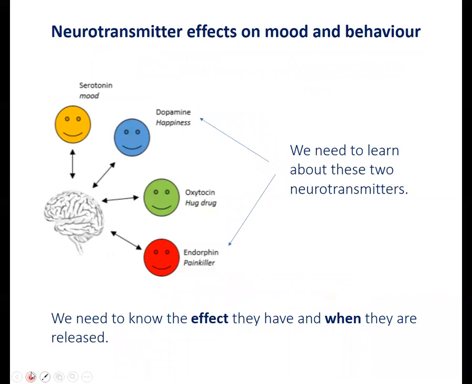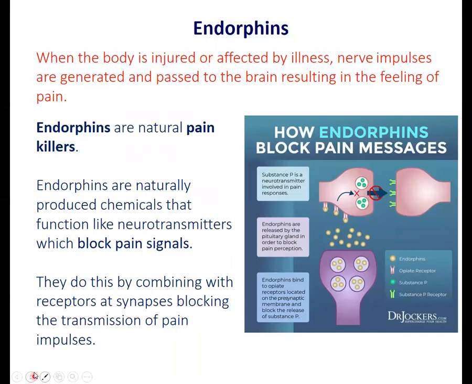We're now going to move on to a slightly different section, which is about how different neurotransmitters affect your mood and affect your behavior. So the two that we're going to look at are dopamine and endorphins. And you really need to know the effect of these neurotransmitters, and also when these neurotransmitters are released. So we'll start by looking at endorphins.